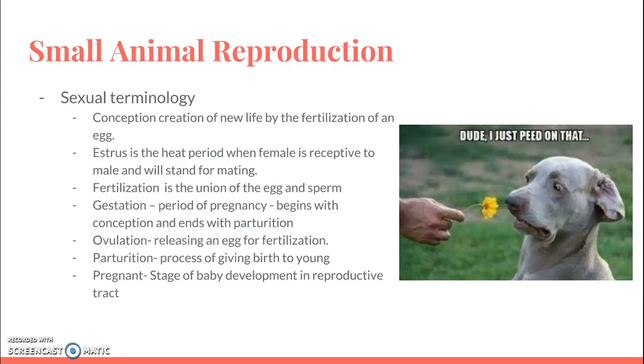Ovulation is releasing an egg for fertilization in the female. Parturition is the process of giving birth to young. It's just a fancy word for birth. And then pregnant is when the baby is developing in the reproductive tract, specifically in the uterus.